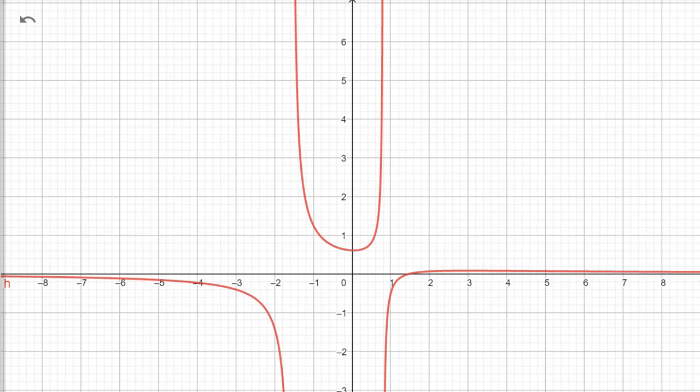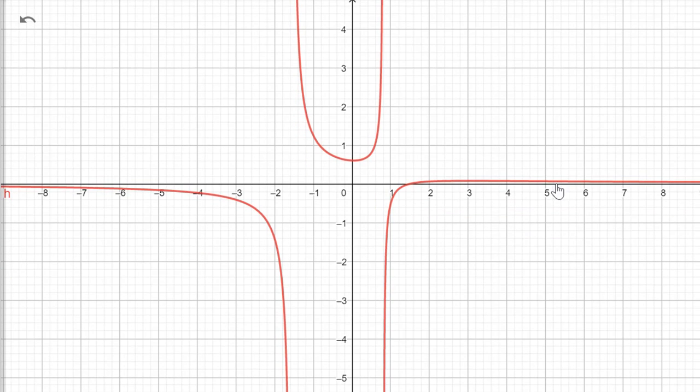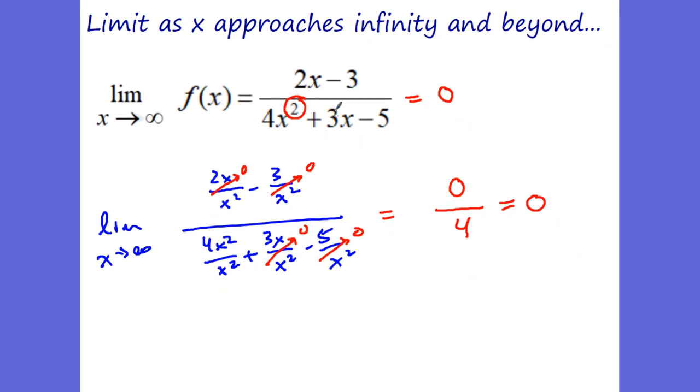Let's take a look at this last graph. This last graph works, doesn't it? You can see as we approach infinity, we're getting closer and closer to an asymptote of 0, aren't we? And so anytime your denominator has the larger exponent, it is approaching 0, because the denominator is getting larger faster than the numerator, so it's getting closer to 0.